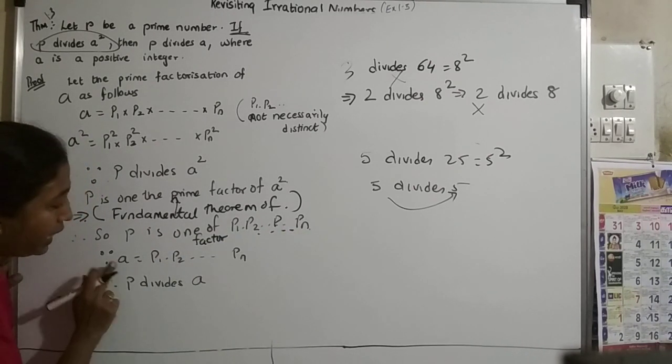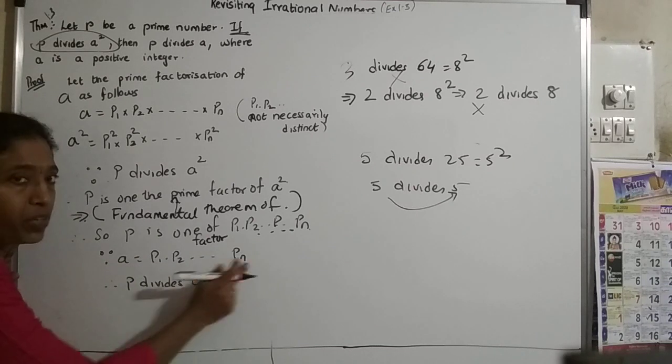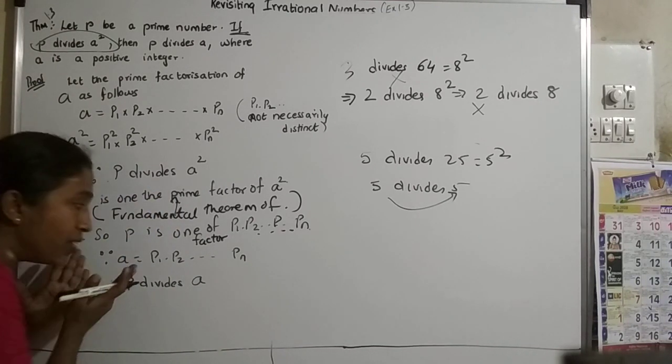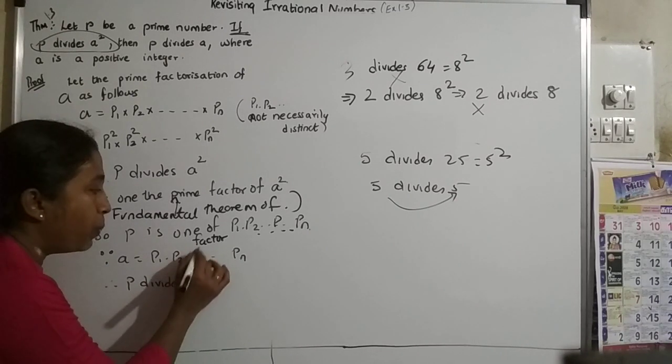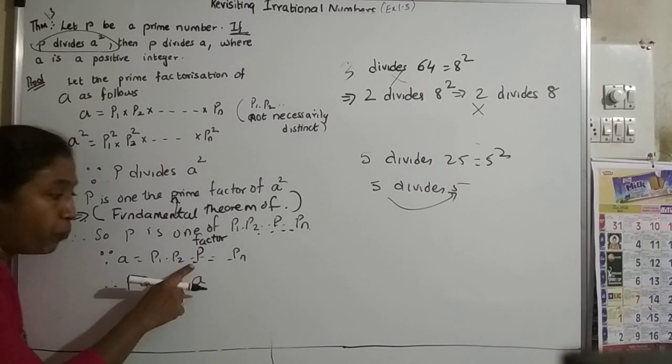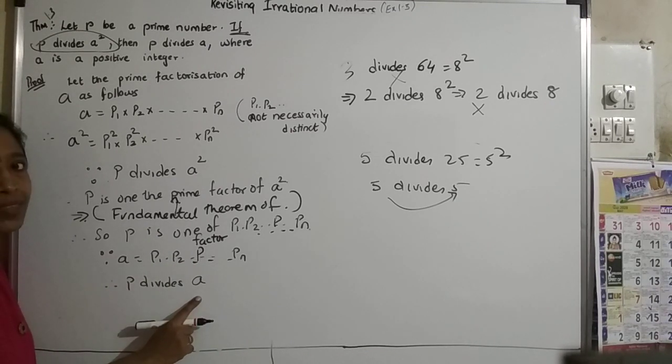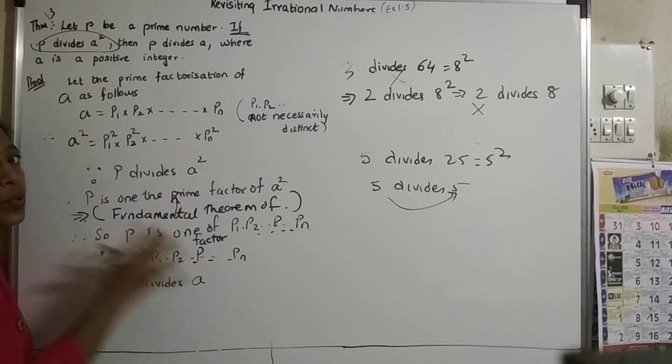So already we know that a is nothing but p1, p2, up to pn, which we have assumed. Because for a square, first we require a. So we have assumed a as p1, p2, pn. So p will exist here obviously. So if p exists here, it means p divides a. Correct?